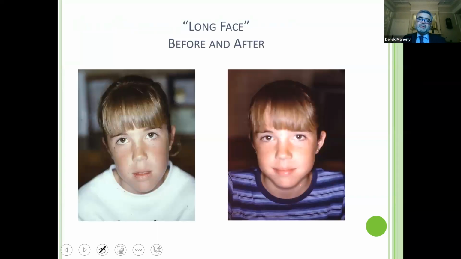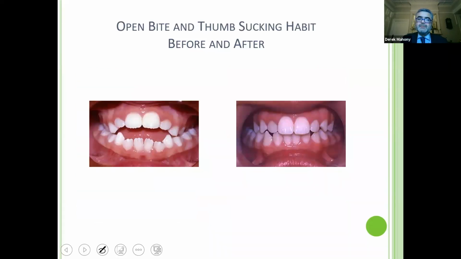But if you look at this girl, look where she starts. She's got that classic open mouth posture, right? She's a mouth breather. After doing some myofunctional therapy, after releasing her tongue tie, and after widening her palate, big change in that girl. So what we want to do is close the open bite.